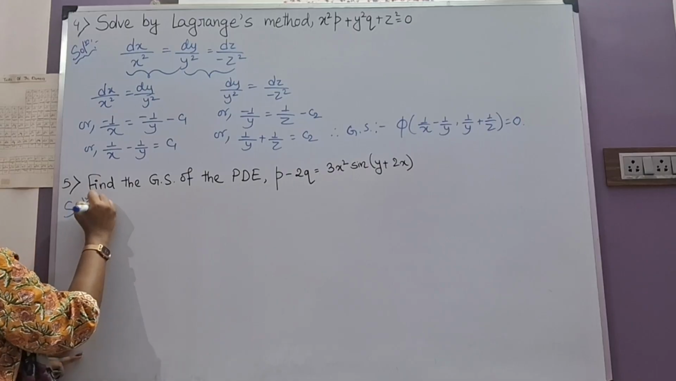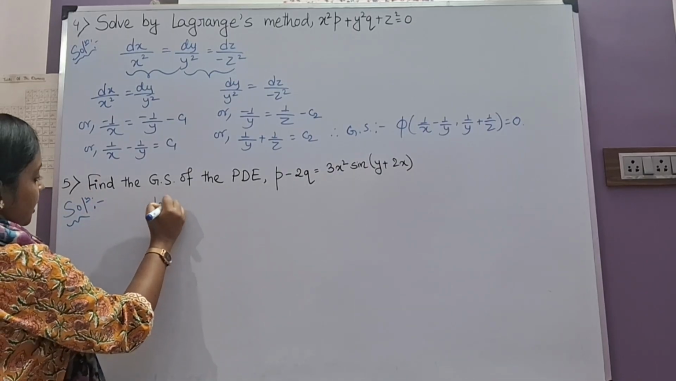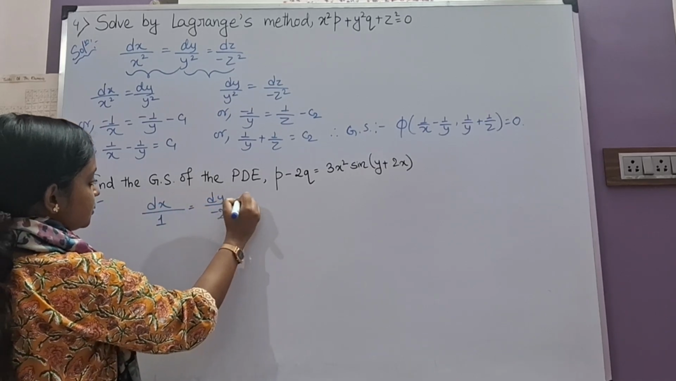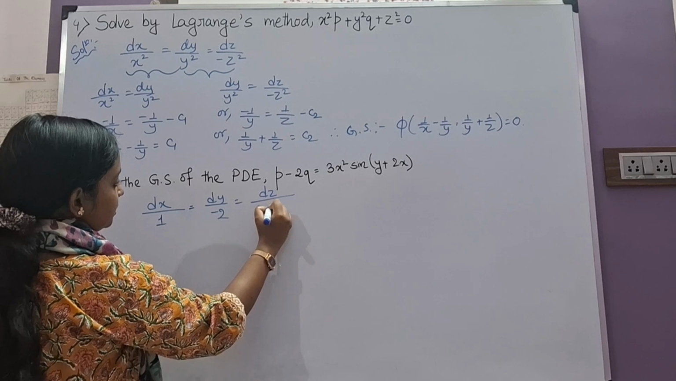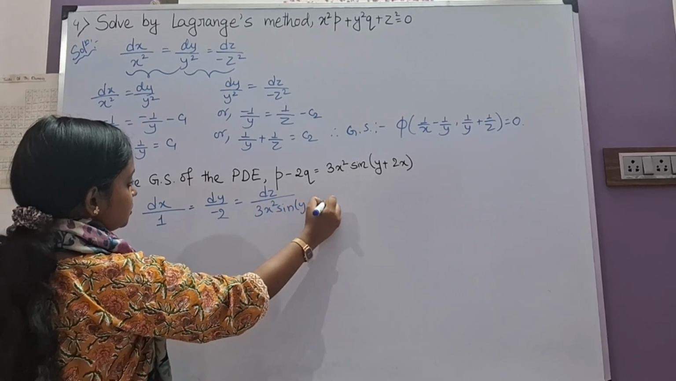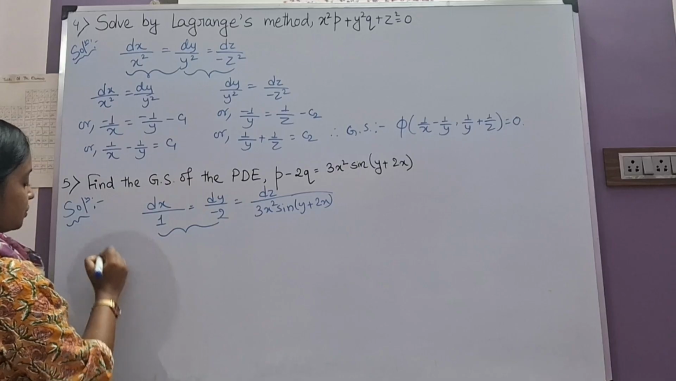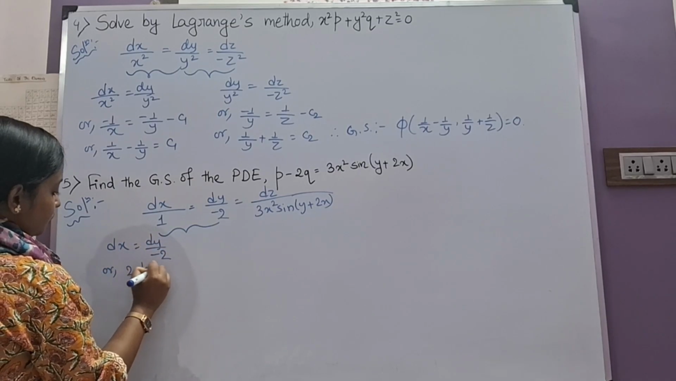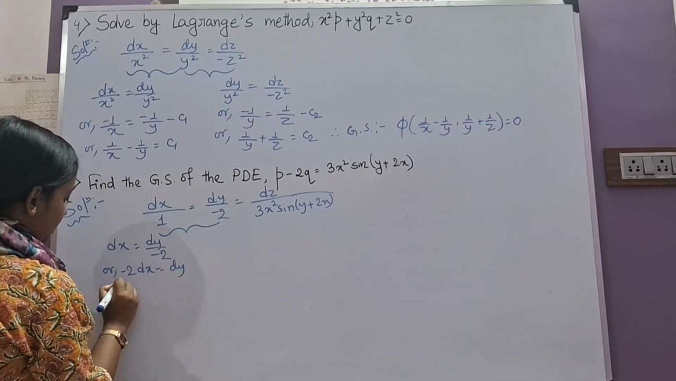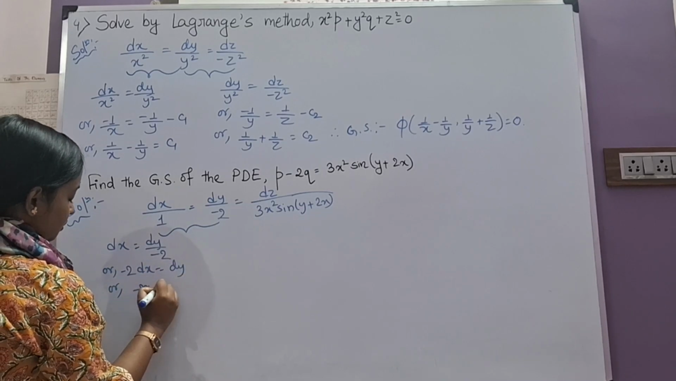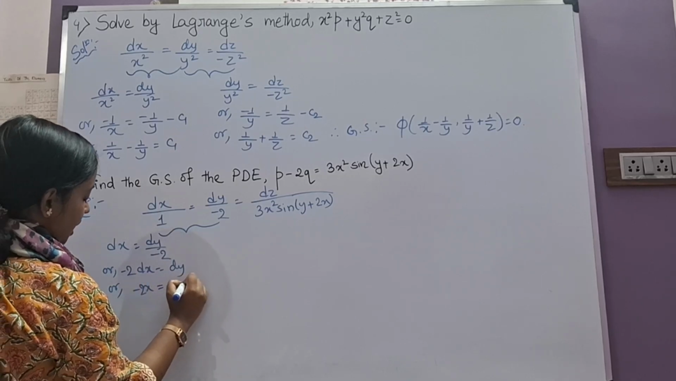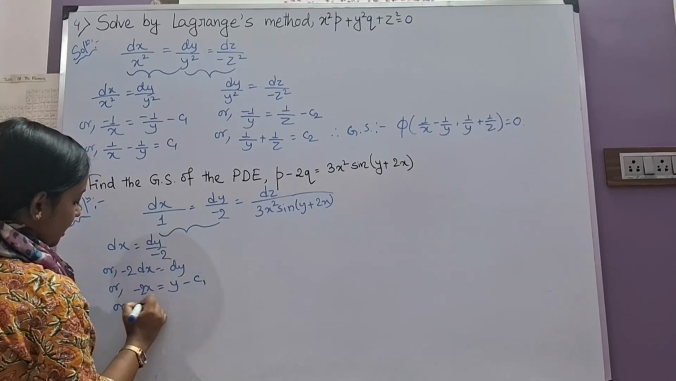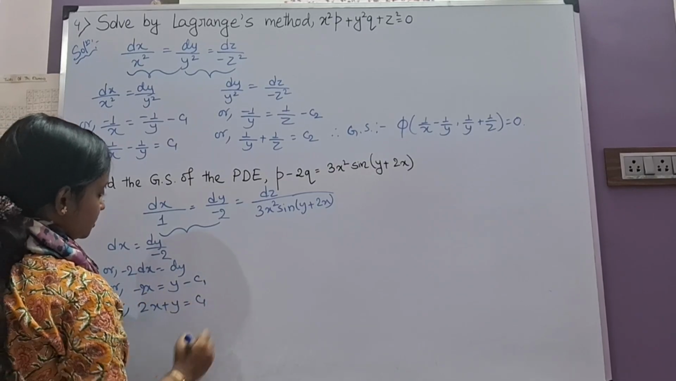Now we are going to solve this numerical. So here the Lagrange's auxiliary equation is dx by 1 equal to dy by minus 2 equal to dz by 3x squared sine of y plus 2x. Now we are going to choose the first two ratios, or minus 2 dx equal to dy, or minus 2x equal to y minus c1, or you can write 2x plus y equal to c1.